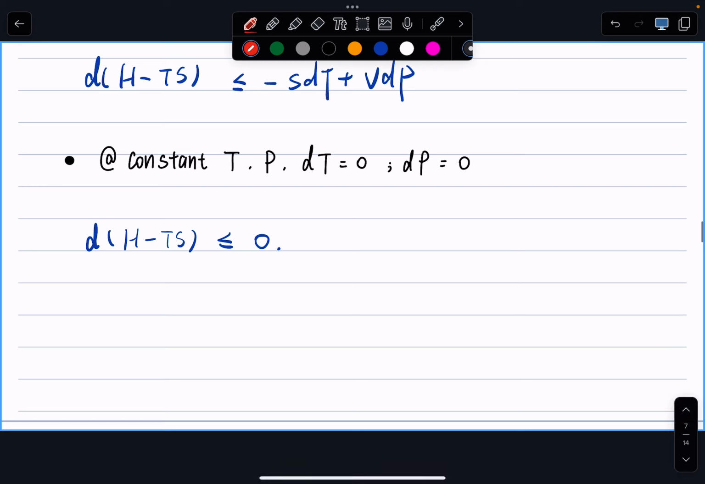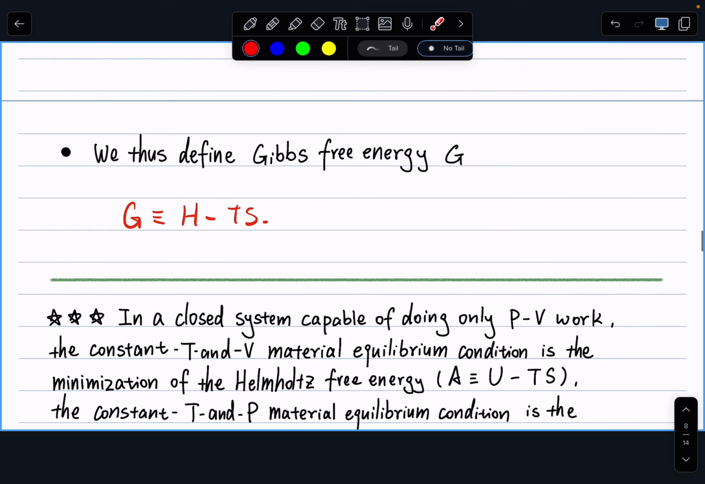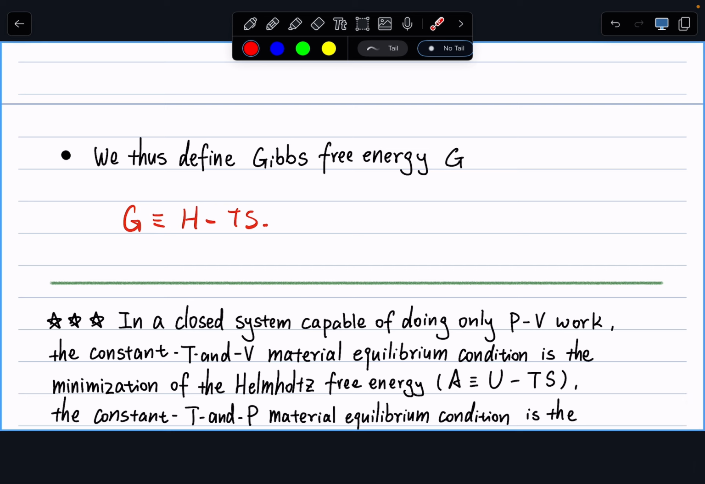Now, this one, when we say the differential of H minus TS smaller than or equal to 0, then this is a process-specific thing. So we can add this definition to our board here, which is G is by definition equal to H minus TS.